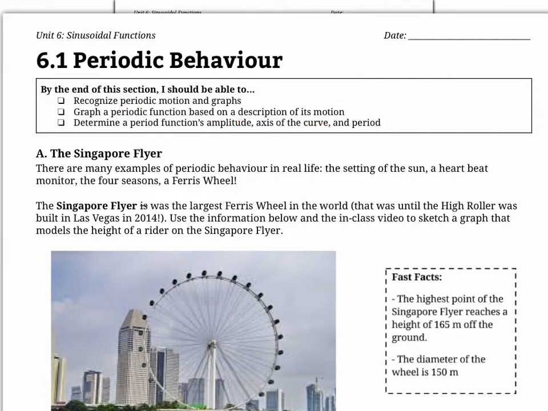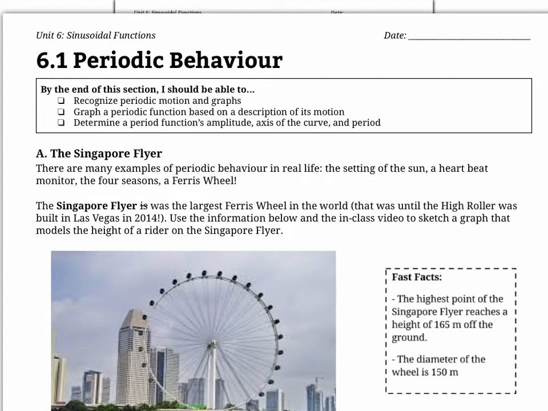So if you haven't watched the video on the Singapore flyer, watch it now. I know it seems silly, but it's kind of a fun way to learn periodic functions. If you watch it, it's someone sitting on top of the Singapore flyer, which used to be the largest Ferris wheel in the world, but is no longer because of the high roller in Las Vegas.